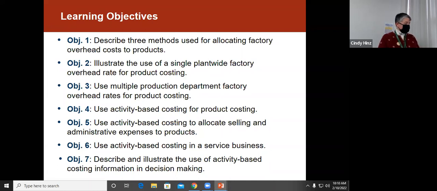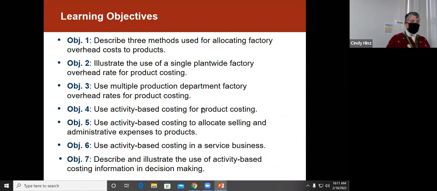That's what we're going to review in learning objective 2, single plant-wide factory overhead rate for product costing. That's what I've been referring to as the traditional approach. We can take it one step further than that and maybe get a better sense of our overhead costs by using multiple overhead rates based on our processes.